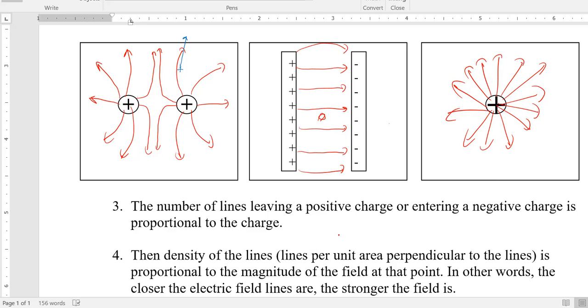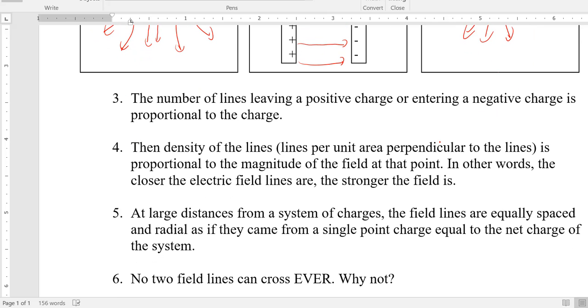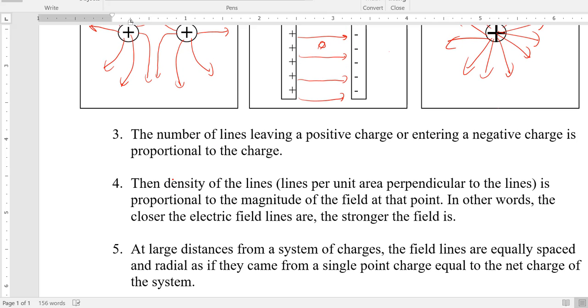The number of lines leaving a positive charge or entering a negative charge is proportional to the charge. So if you have double the charge, you should have double the lines leaving. The density of the lines is proportional to the magnitude of the field at that point. In other words, the closer the field lines are, the stronger the field is. So let's say I gave you a field that looks like this.